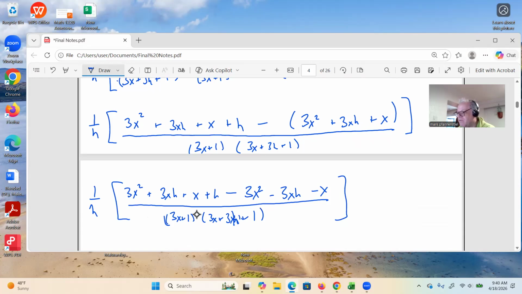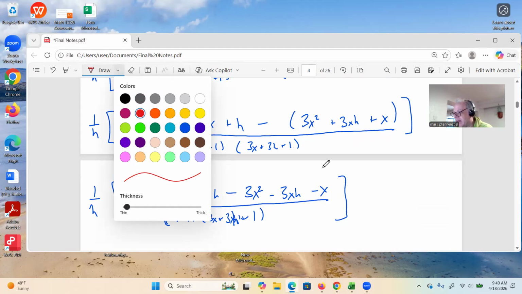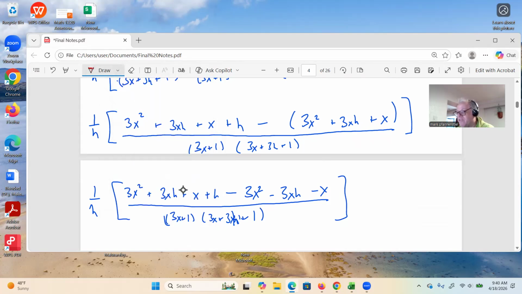Okay, we've got to figure out what we're going to do next. You're looking at the top and noticing there's some stuff that's going to cancel. There's a 3x squared and a negative 3x squared. There's a 3xh and a negative 3xh. There's a positive x and a negative x. Oh, would you look at that?